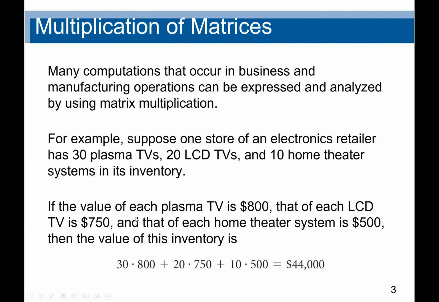Now, if the value of each plasma TV is $800, that of each LCD is $750, and each home theater system is $500, then the value of this inventory will be 30 times 800 plus 20 times 750 plus 10 times 500. The total will give us 44,000.